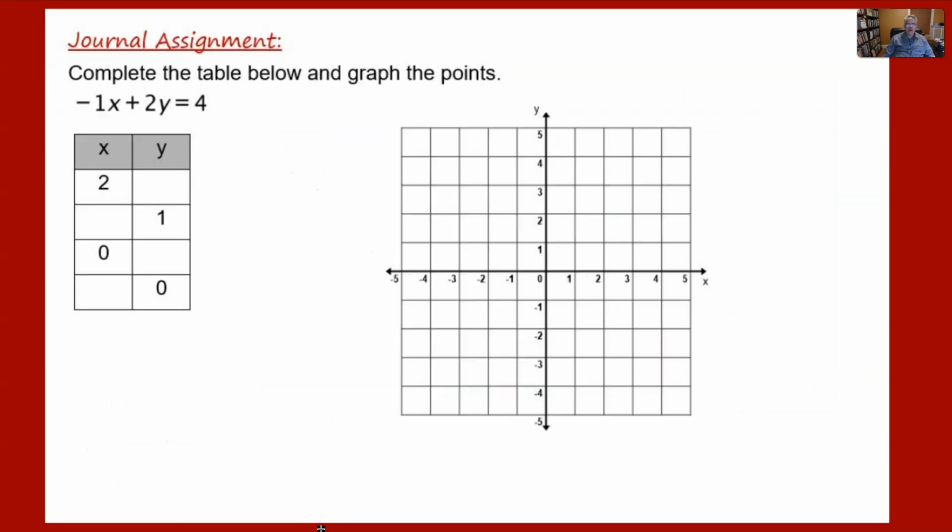Okay, well, it's time for the journal assignment. So go ahead, find the missing values in the table by using the equation, plot them. They should lie on a straight line for you, and go ahead and graph it. Good luck.